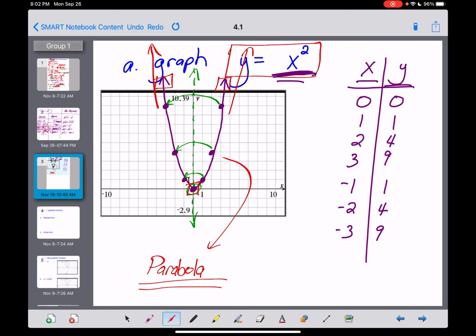And where does that occur? At this point right here, which, let me get rid of some of the junk and let's label that. This point right here is a word we've heard before. That's called the vertex of your parabola. Again, we talked about a vertex when we were doing absolute value v's back in chapter 2. Same thing is happening here.